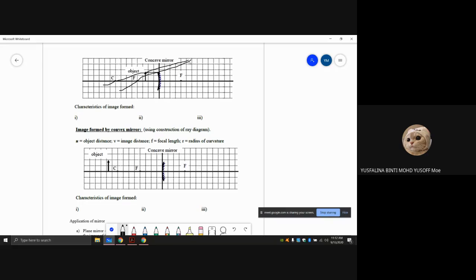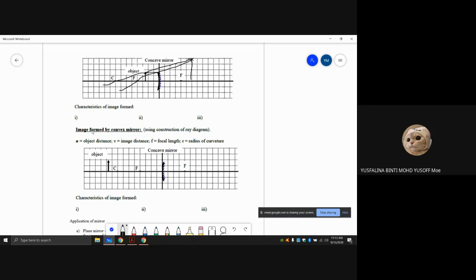Okay, make it longer until they intersect each other. So this one, you can see it intersects here, right? So the image is virtual, and it is bigger than the size of the object, and the last one is upright. You can see the image is upright.